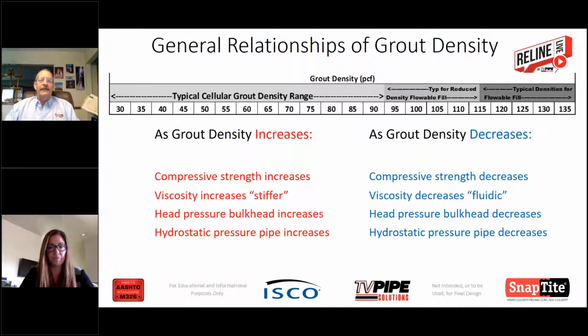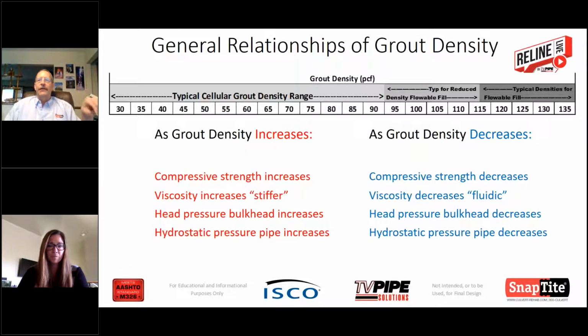Your viscosity increases, which means that a higher density grout is harder to pour or place. People call it a slump when they're talking about concrete. Your head pressure on the bulkhead is going to increase as your grout pressure or density increases. And then the hydrostatic load on the pipe itself is going to increase as your density increases.